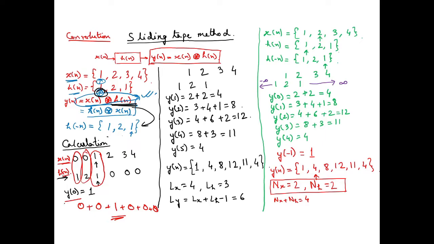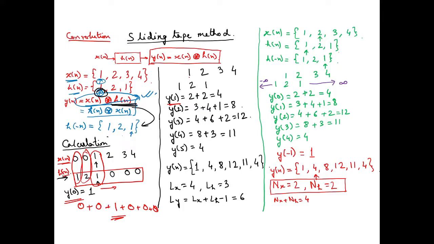The output, what we would be getting, is y0. Okay? Next, for y1, what we should be getting? What we will be doing is moving the h of minus n origin one step to the right. Okay? When we move it one step to the right, we will be getting y of 1.